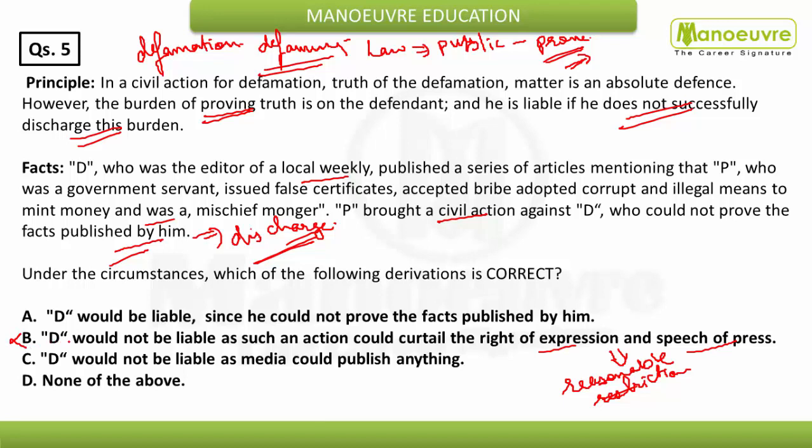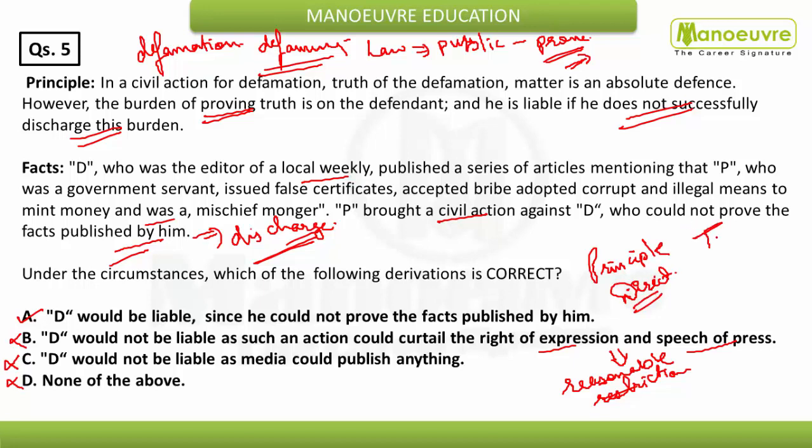You cannot speak any ill about somebody, correct, if you have a right of expression. D would not be liable as media could publish anything. Now this is not my legal answer, so this is not my correct answer choice. None of the above is also not my correct answer choice. D would be liable since he could not prove the facts published by him. So if you know what is defamation and you know how to read the principle, then this is nothing but the direct application of the principle, guys, I must say.